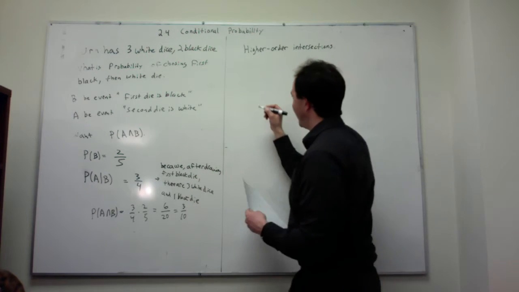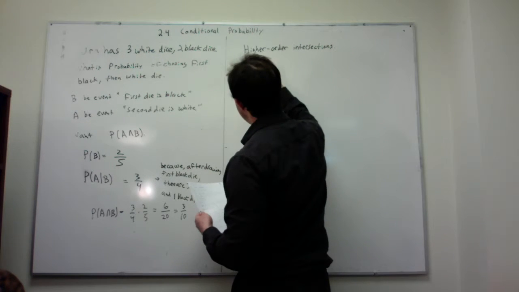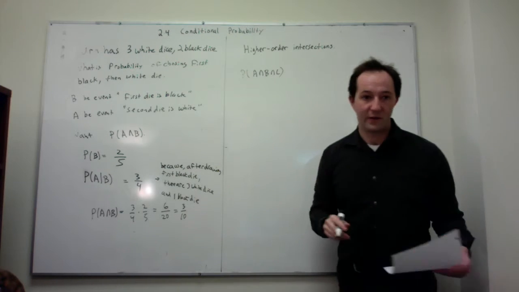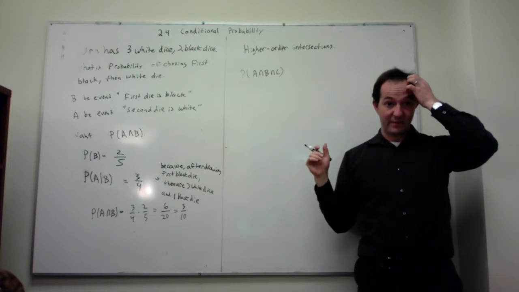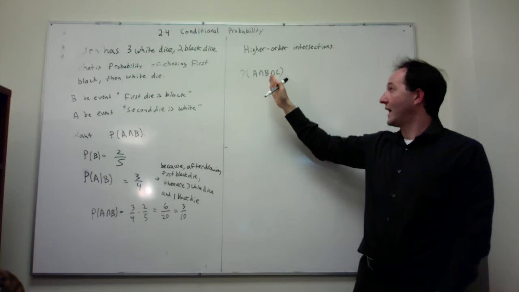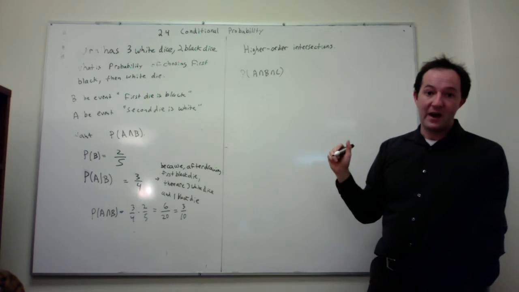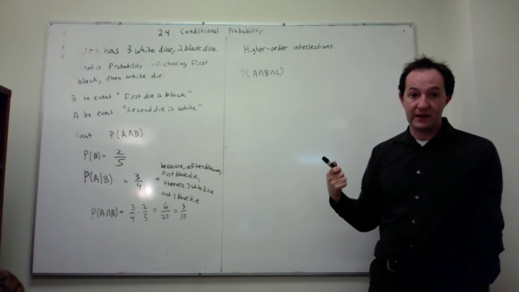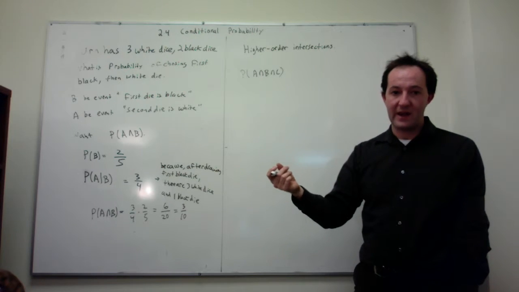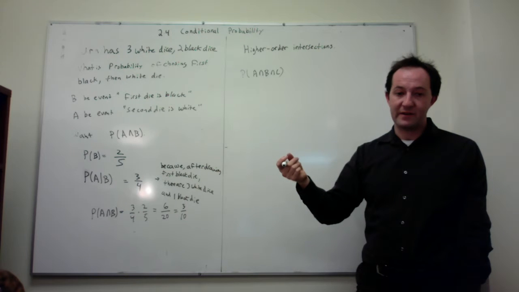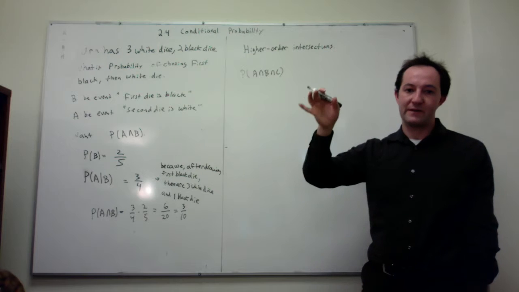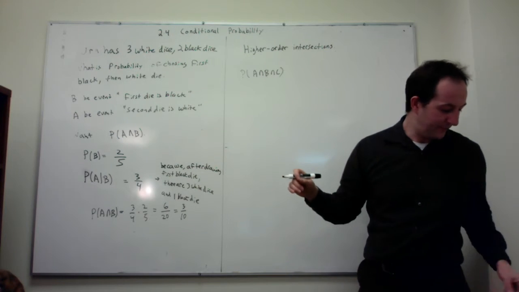I'll just note that if I have three events, A intersection B intersection C, this is saying I have some random process, an experiment, and I'm asking what's the chance that A happened, B happened, and C happened. I can think of this occurring in a number of ways. C happened, and then B happened, given that I already had C happen, and then A happened, given that I already had B and C happen.